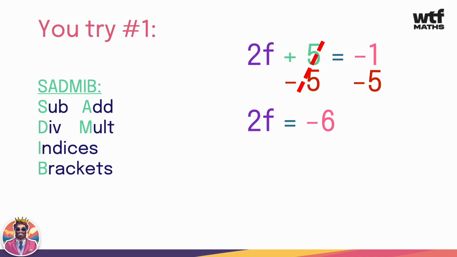So now we can see there's no more addition to do, there's no more subtraction, there's no fractions involved at the moment, so all we can do to simplify this is now to divide both sides by 2. So divide the left by 2, the right by 2. Now 2 divided by 2 is 1, so we're just left with one single f, and negative 6 divided by 2 is negative 3. Hopefully you got that one right.